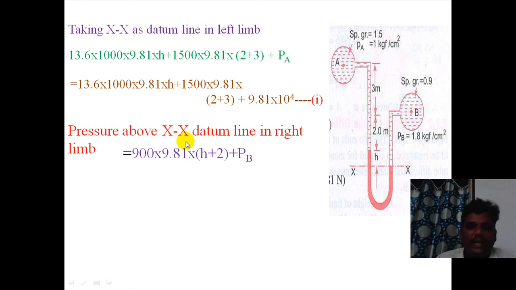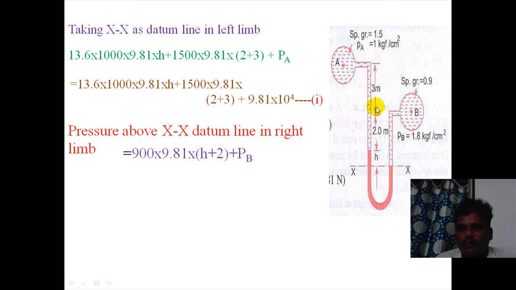Now we have the pressure of the left limb, and now we are considering the right limb. We are equating these two limbs, because both are balancing. Now the pressure at the right limb is equal to: specific gravity is 0.9, which means 0.9 into 1000, into g 9.81, into h plus 2 from the center, h plus 2, plus PB. The pressure acting at this particular bulb is equal to 1.8 kg force per centimeter square.